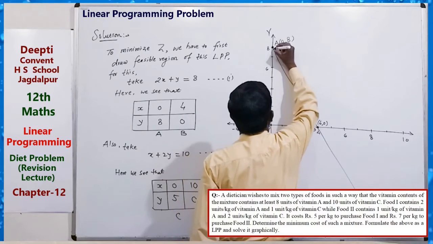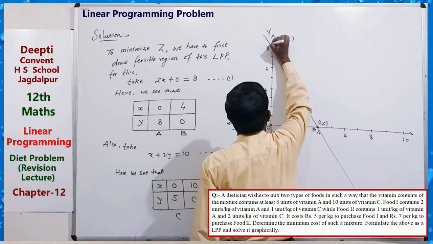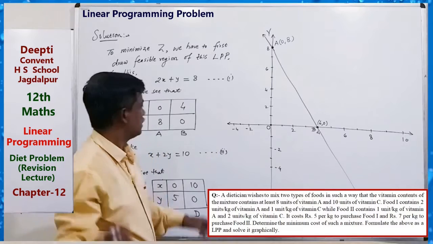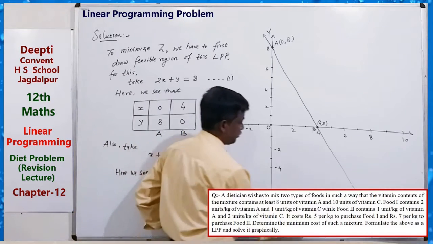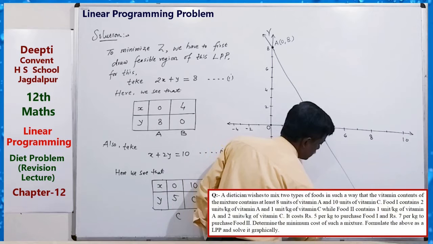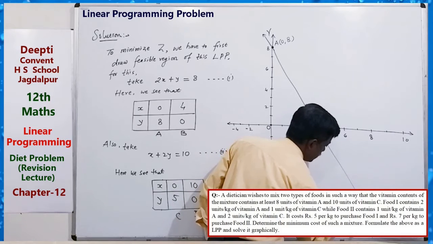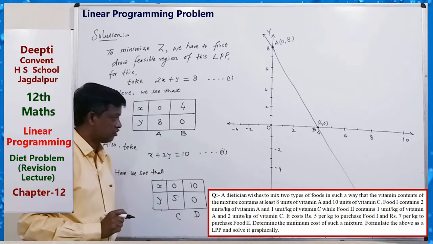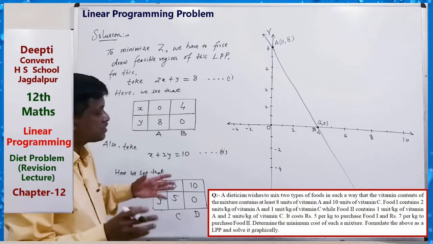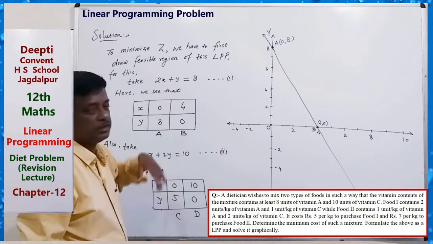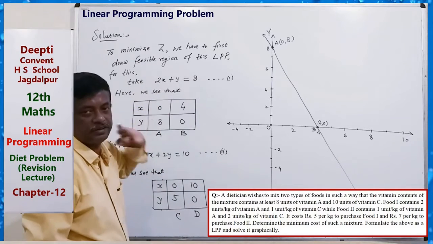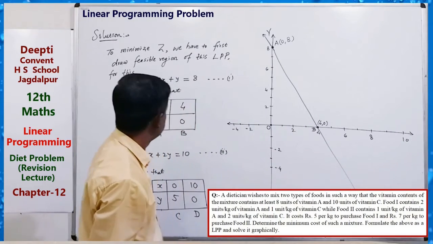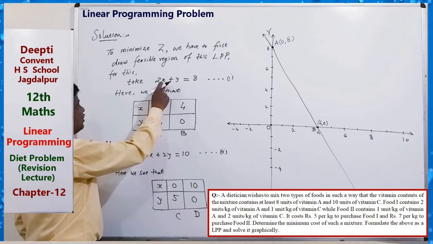This straight line is 2x plus y equals 8. And for the graphical solution, we see its inequality. Its inequality means greater than or equal to 8. That means its solution is on which side? Because it comes from where?